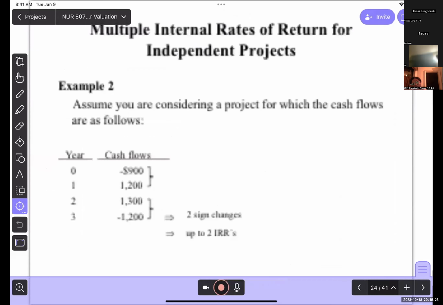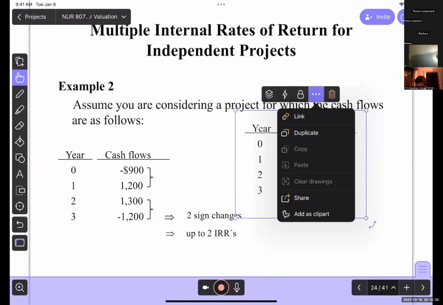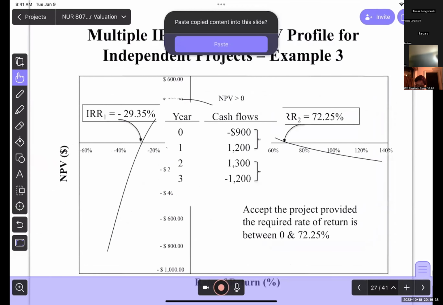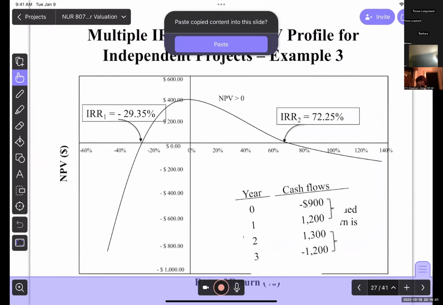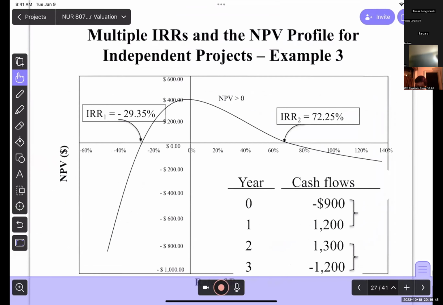I have some more drawings. I can just show you some more. I do have a question about that. The 2 sign changes. So on the other slide, is it because it went from negative to positive to negative? That's what they mean by 2 sign changes? Yeah, exactly. Okay. Thank you, Barbara.